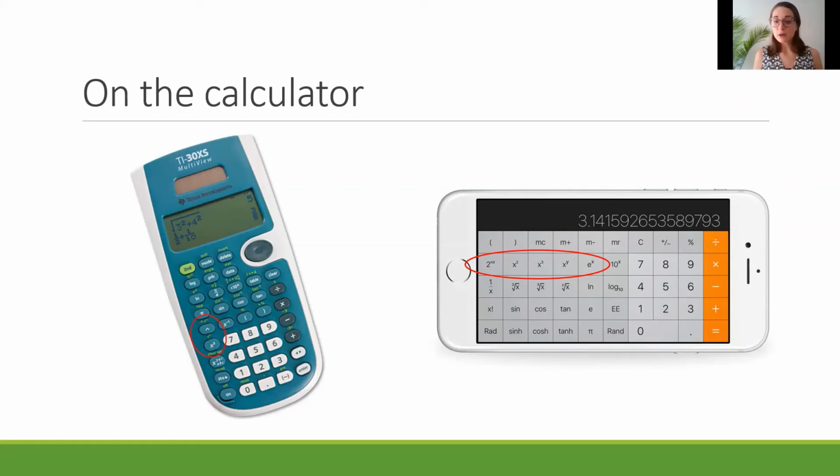Now, you can do similar functions on a calculator, even on something like an iPhone. So you can see here, the iPhone calculator is very simple when you have it straight up and down like you probably usually use it. But if you turn the phone on its side, then you'll find there are a lot more functions you can use. All the ones circled are the ones that you might use for exponents.